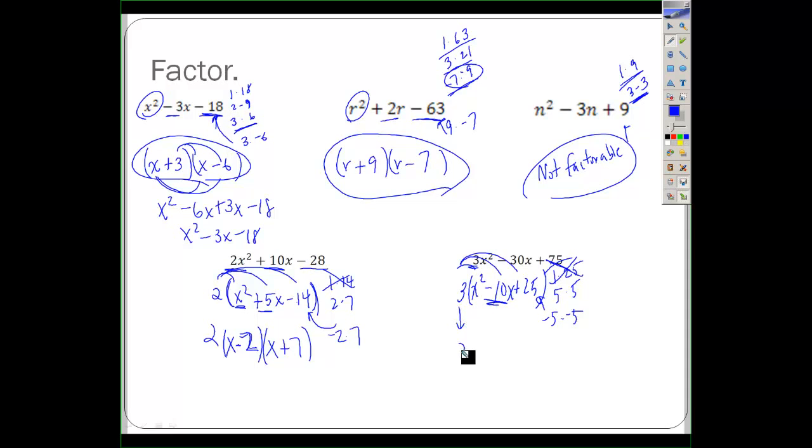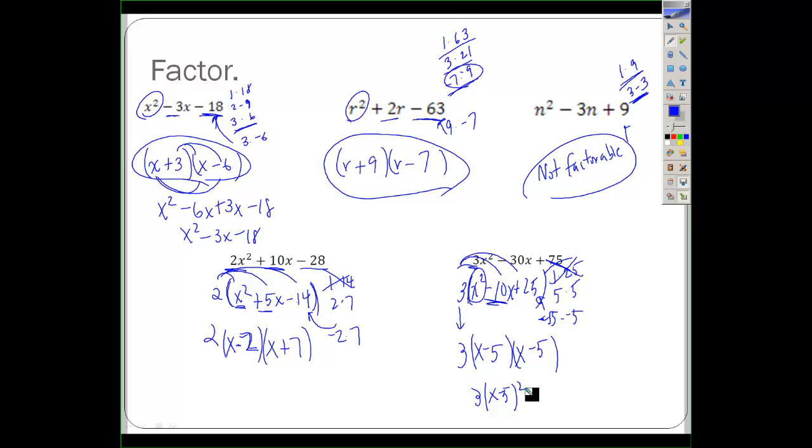All right, I'm going to bring my 3 down, and I'm going to start my two parentheses here. I'm going to have x in the first part of them because of my x squared, and then I know that negative 5 multiplies to get positive 25 and adds to negative 10, so I'm just going to go ahead and put x minus 5, x minus 5. Okay, and if you go above and beyond, really this is just saying 3 times x minus 5 quantity squared.